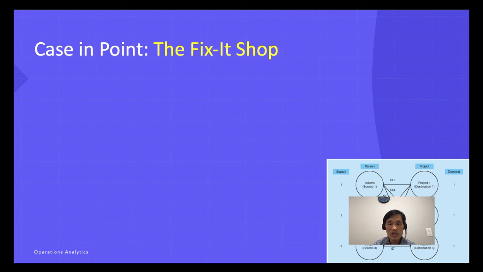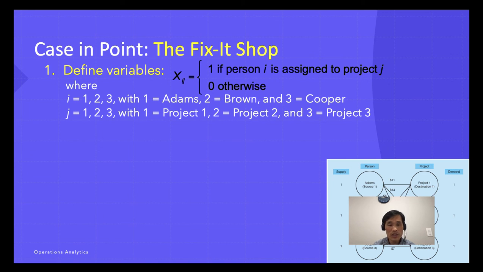Now this network diagram we saw, then let's formulate the answers together. So first let us define variables. We have xij and the constraints are quite straightforward. Let's say xij equals 1 if person i is assigned to project j. If the person is not assigned to project j, then it's 0. And we have only three people, 1, 2, 3, Adams and Brown and Cooper, and three projects 1 and 2 and 3.